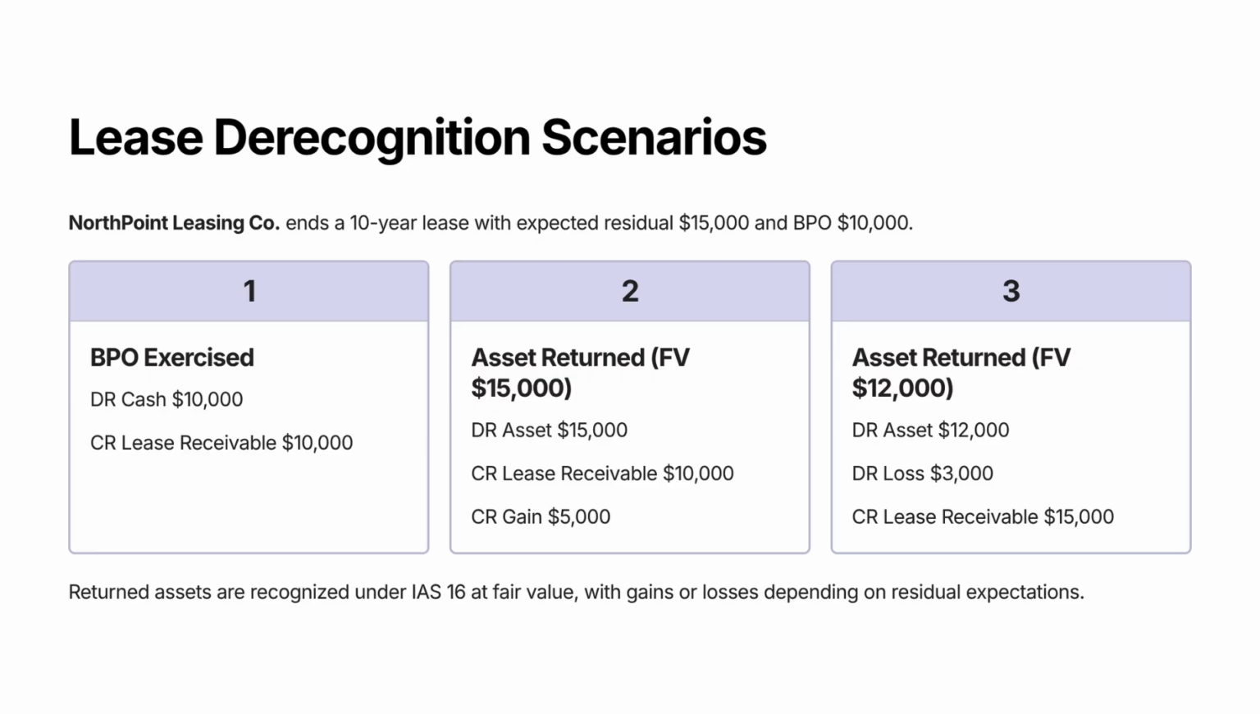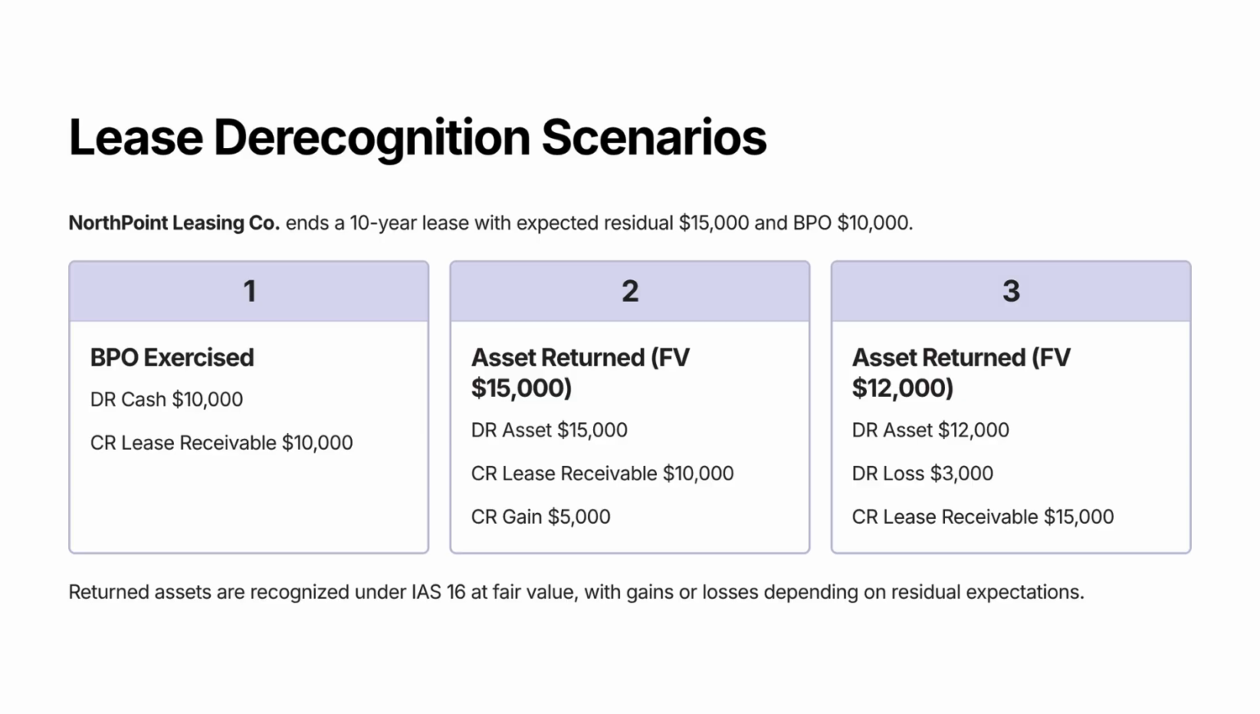Eventually, every lease ends. So, what happens when it's over? The lessor derecognizes the lease when its right to cash flows expires, usually at the end of the term. If the asset is returned, the lessor recognizes it as a new asset under IAS 16 property, plant, and equipment measured at fair value. Depending on the residual value, there might be a gain if the fair value is greater than expected residual, or a loss if it's lower and unguaranteed.